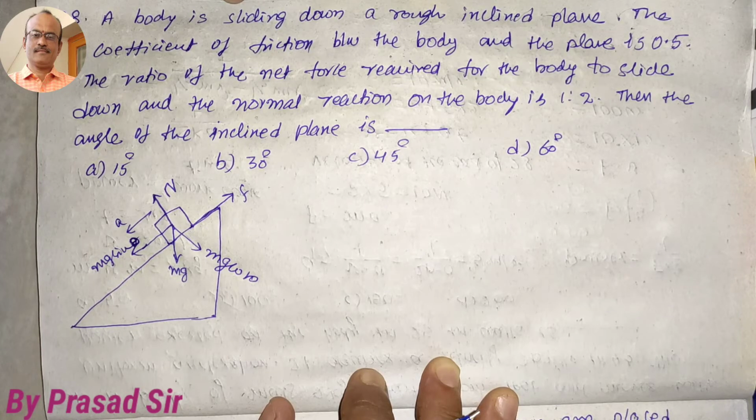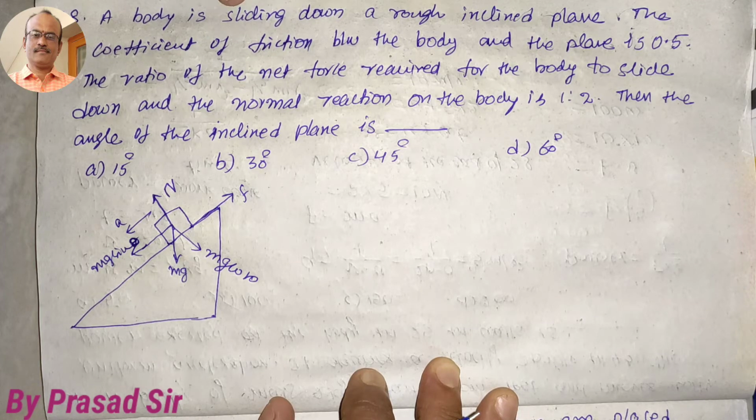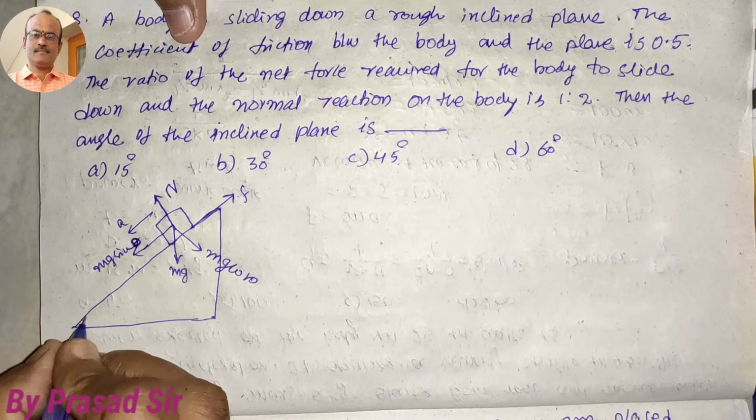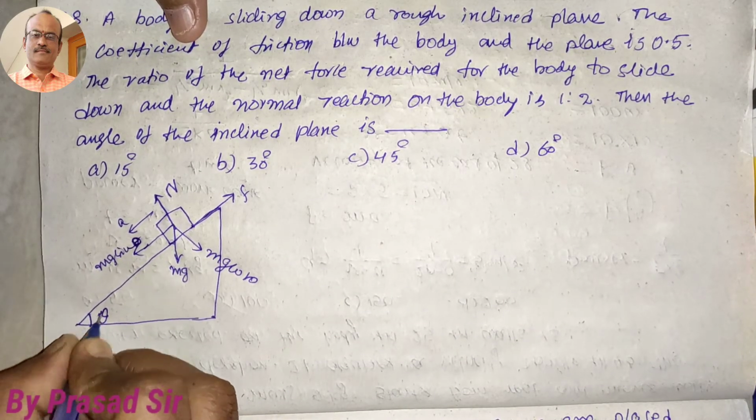Now the question number 38. A body is sliding down a rough inclined plane. The coefficient of friction between the body and the plane is 0.5. The ratio of the net force required for the body to slide down and the normal reaction on the body is 1:2. Then the angle of the inclined plane is how much? So this theta we want to calculate.